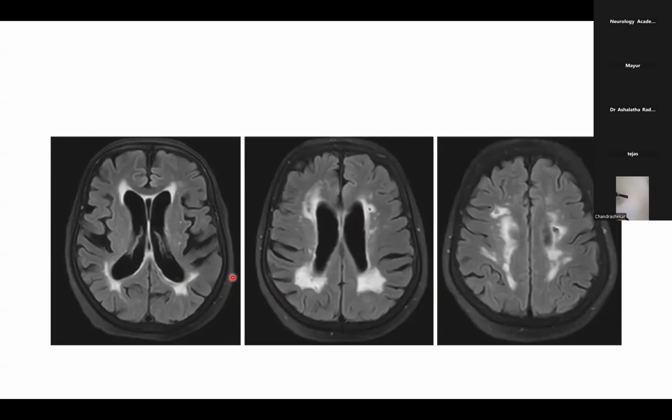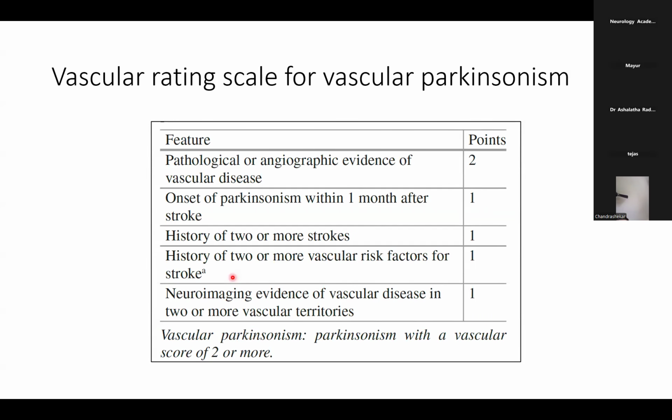There is a vascular rating described for vascular Parkinsonism, in which pathological or angiographic evidence of vascular disease amounts to 2 points. Onset of Parkinsonism within 1 month of stroke has 1 point. History of two or more strokes has 1 point. History of two or more vascular risk factors for stroke again has 1 point. And neuroimaging evidence of vascular disease in two or more vascular territories again amounts to 1 point. A total score of two or more is more supportive of the diagnosis of vascular Parkinsonism.